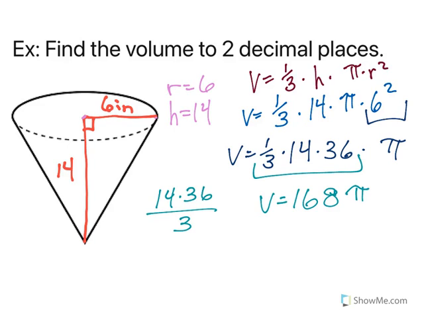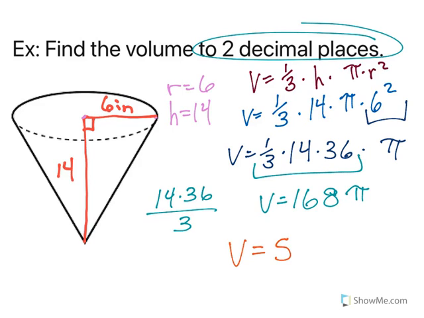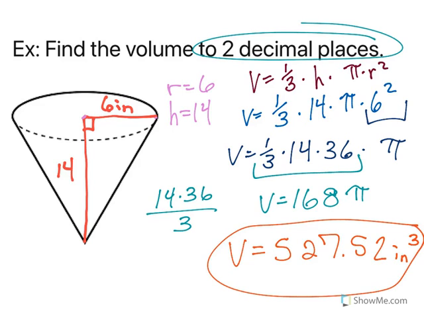That's an exact answer, which is not what I want. I want to round to 2 decimal places. So I'm going to take 168 and I'm going to multiply by 3.14, and I end up with a volume of 527.52 inches cubed. Because we're finding volume. Volume is filling up the cone. So if you have an ice cream cone, right, one of those beautiful waffle cones, and you fill it with ice cream, that is volume.